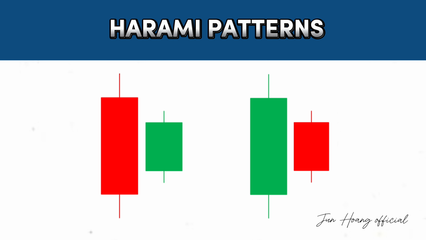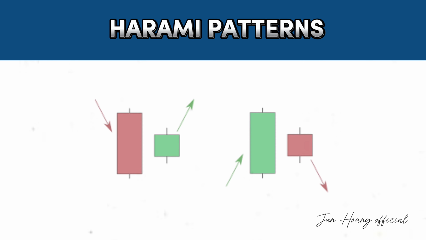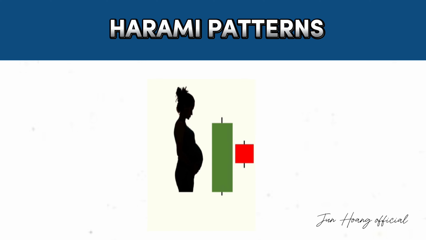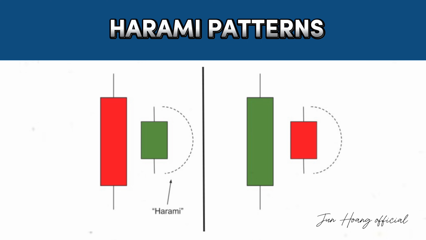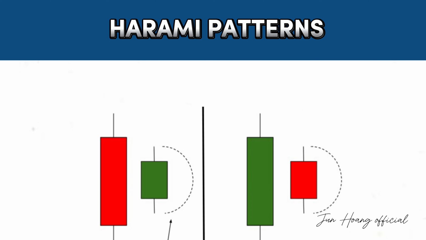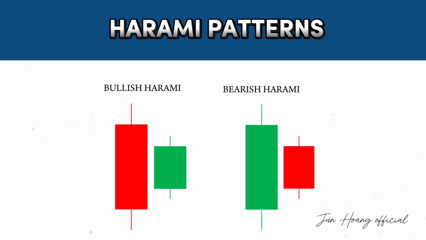Harami patterns are another type of candlestick pattern used in technical analysis to identify potential reversals in price trends. The word harami is Japanese for pregnant, which is fitting because this pattern consists of two candles where the smaller candle is inside the range of the previous candle. There are two types of harami patterns.